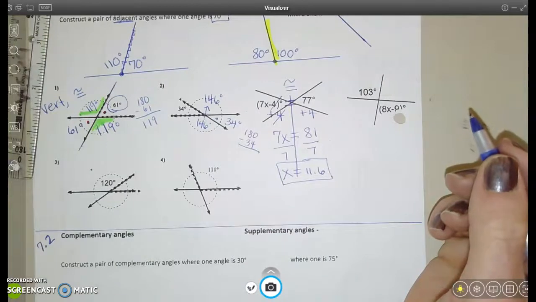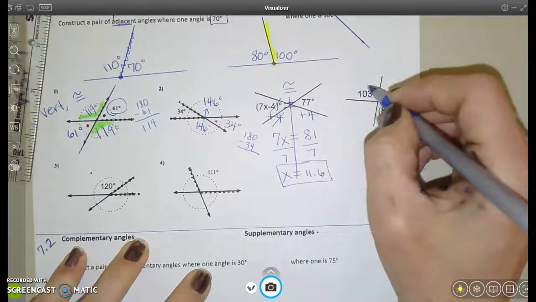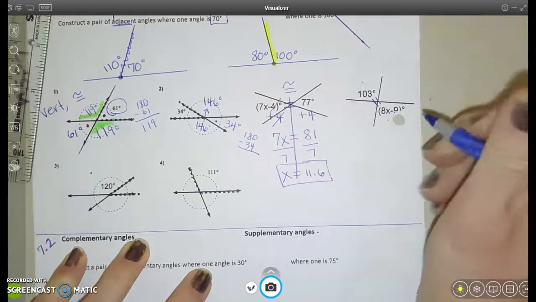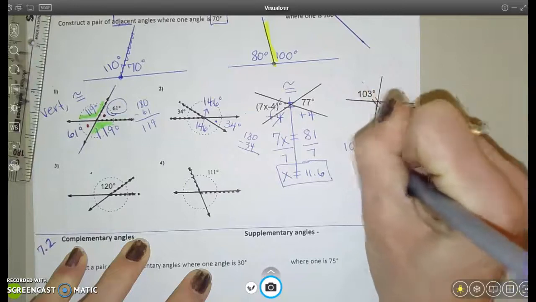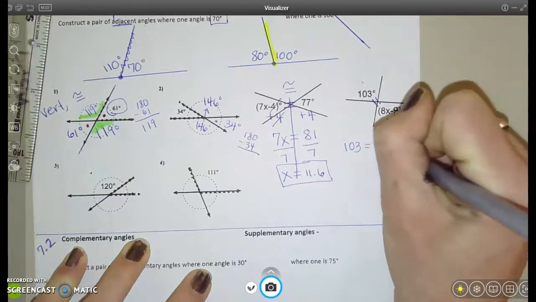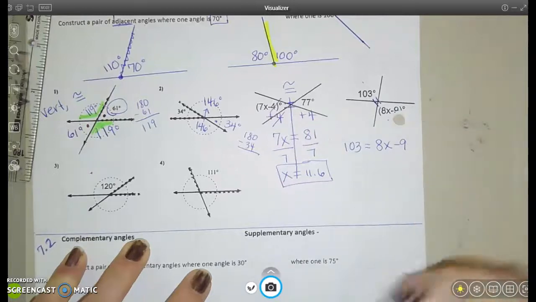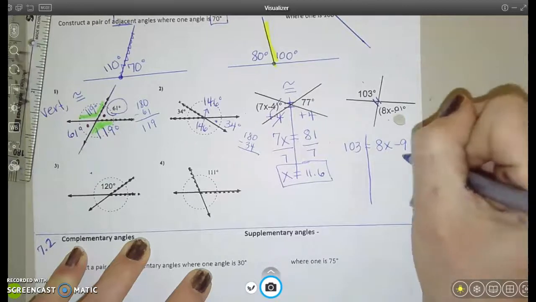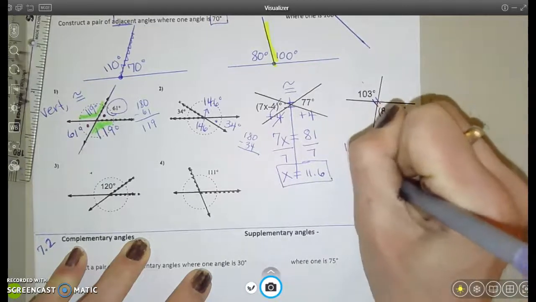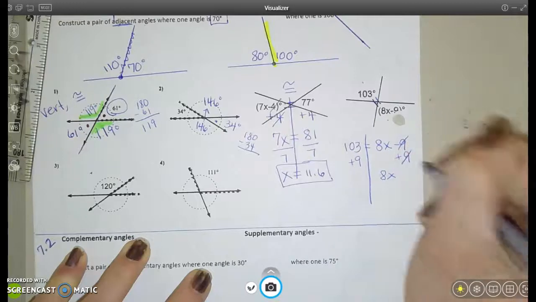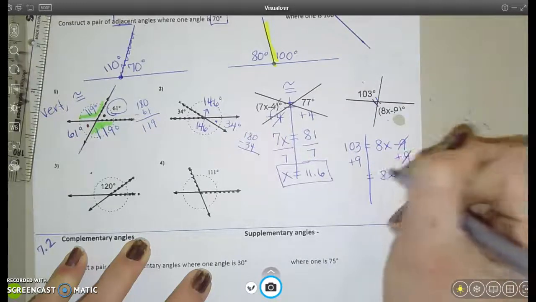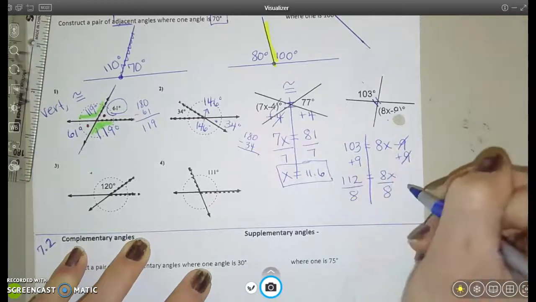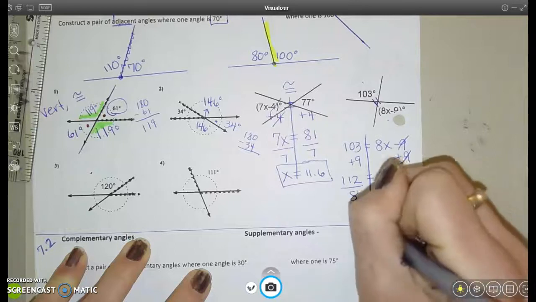I'll do one more of those here. So I recognize that I have two angles across from each other, tip to tip. So these have to be equal to each other. They're the exact same measurement. They're congruent. So 103 is equal to 8x minus 9. Draw my line, and I'm trying to solve for x to figure out what x would be. So plus 9 plus 9. Cross out what cancels. Bring everything down. And I get 112, divide by 8, divide by 8, and I get x is equal to 14.